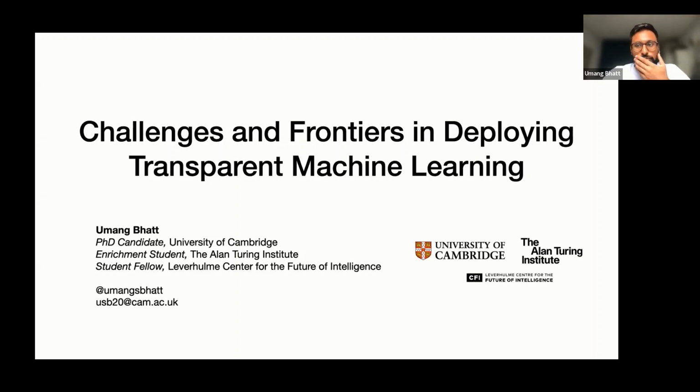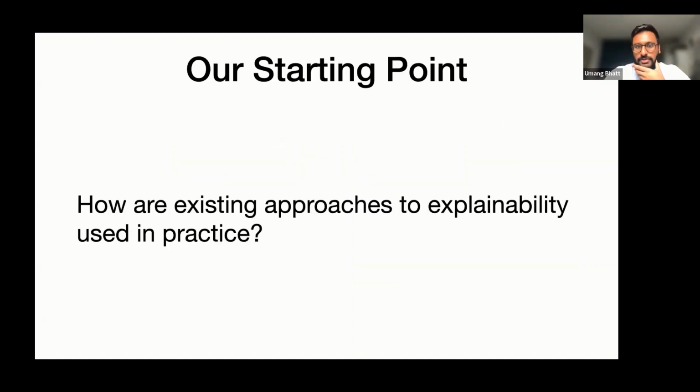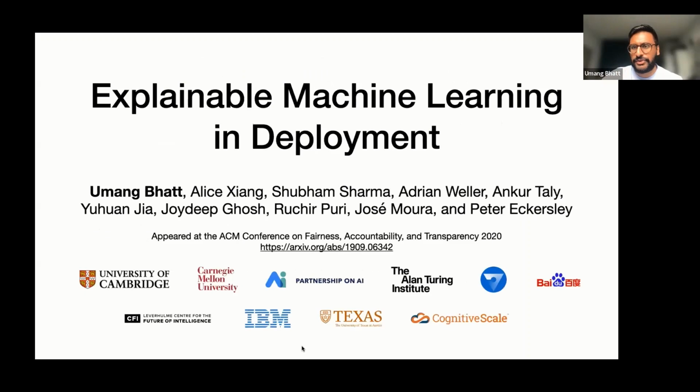So when we started working on explainability and transparency, we noticed that there was about a decade of work in explainable AI. So this got us thinking about how a lot of these approaches that we're observing in the research literature are actually being used in practice. This brings us to our first challenge.